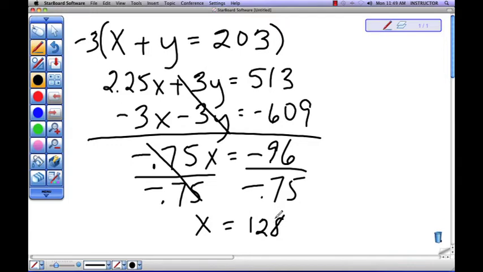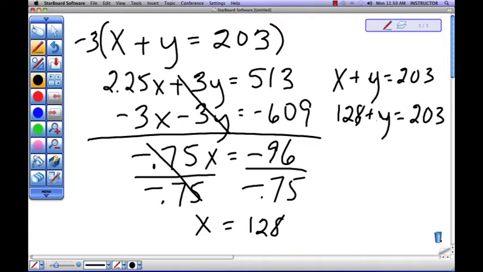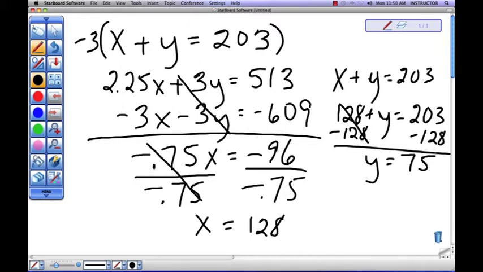Now that we solved for x, we plug the 128 into our original equation, x plus y equals 203, and solve for the other variable, the non-card holders. To get rid of the 128, we subtract it from both sides to get y by itself, and we end up with 75. So x is 128, the number of activity card holders who bought tickets, and y is 75 non-card holders who bought tickets.